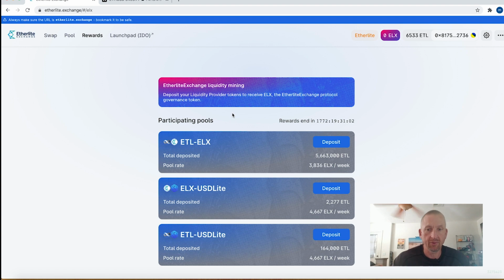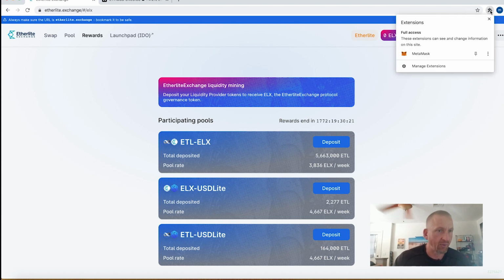USD Lite is the new stable coin for the Etherlite network, which is pretty cool. It's kind of like Tether, where it doesn't fluctuate as much during the market. So when the market gets choppy, you can sell your coins for the stable coin, hold on to it, and then buy back in when the market starts recovering, if you're worried about the ups and downs of the market, because in crypto it goes up and down quite a bit. Okay, so that is our little run through of the Etherlite Exchange.